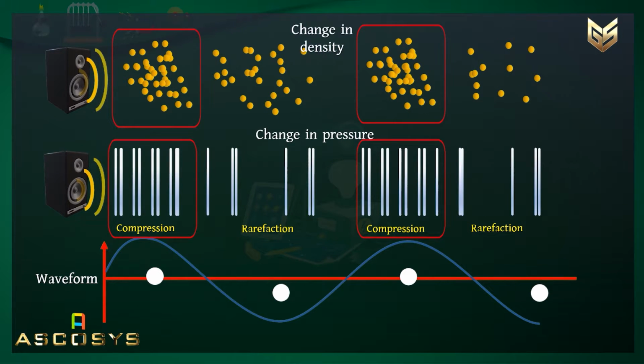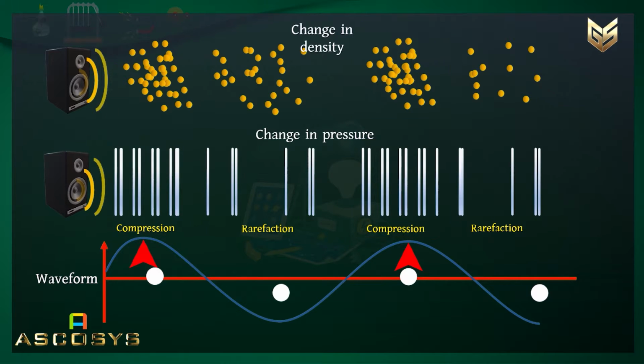Compressions are the regions where, if you see, the particles are very much crowded together, and it is represented on the screen by the upper portion of the curve. The peak represents the region of maximum compression, where the compression is maximum at that particular point.